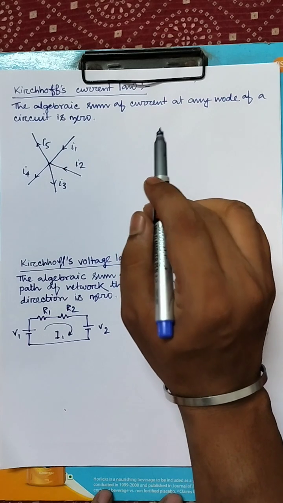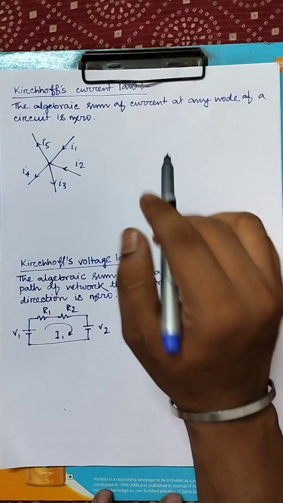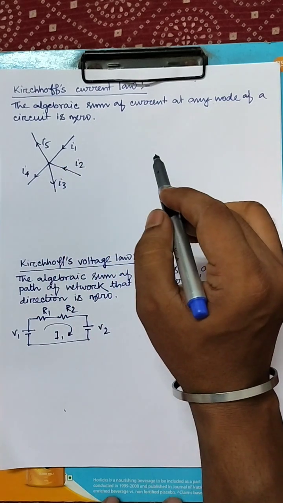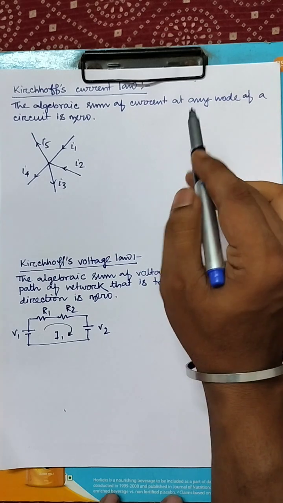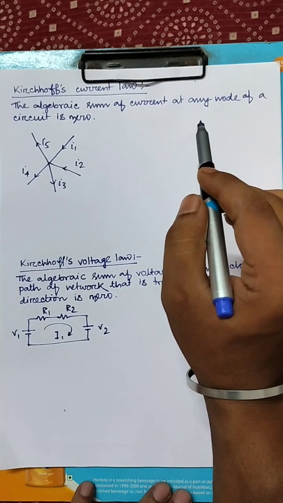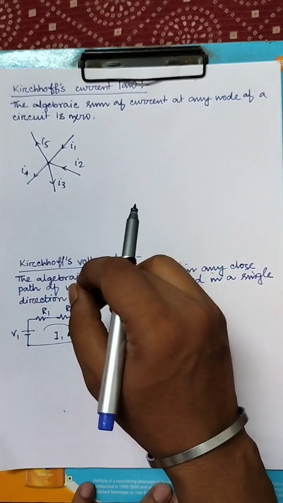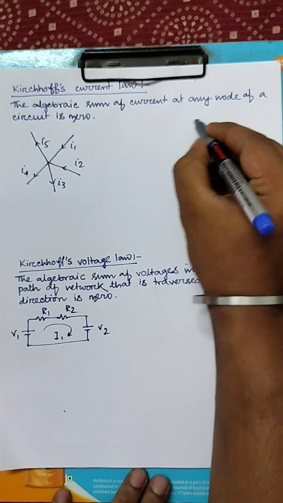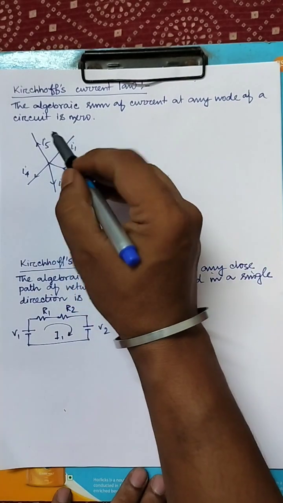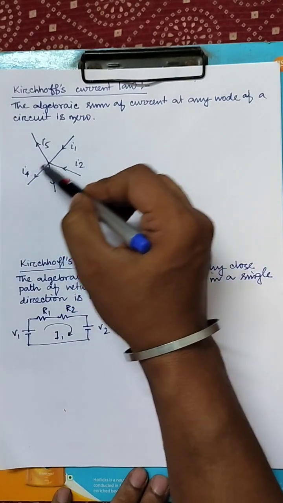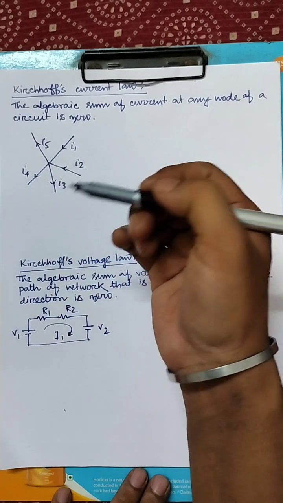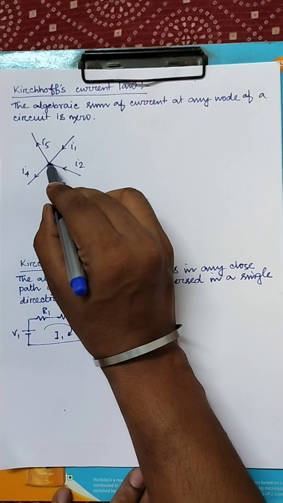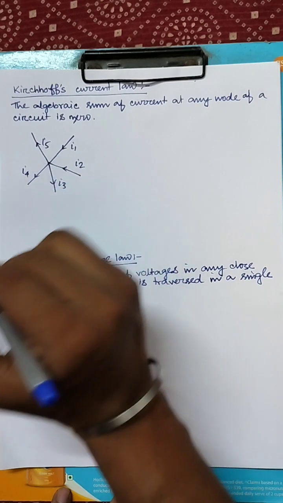Now, two things we have to clear. One is algebraic sum and another one is node or junction. So what is a node? A node is simply a point where two or more components meet. Suppose this is a node where more than two components, it could be a resistance, it could be any other element, meet. It is called a node. So this point is a node, also called a junction.